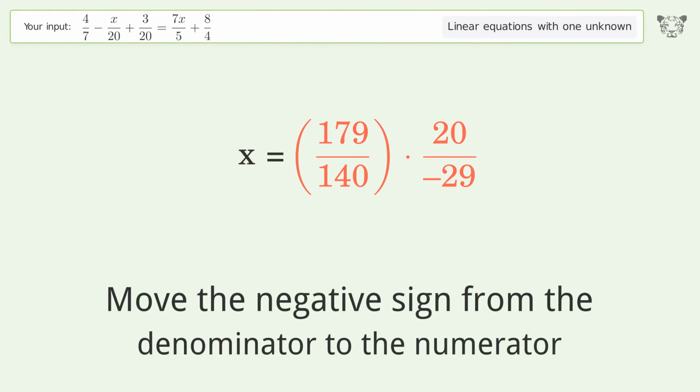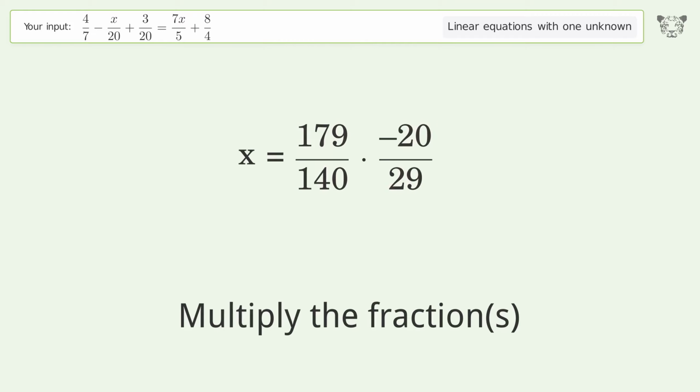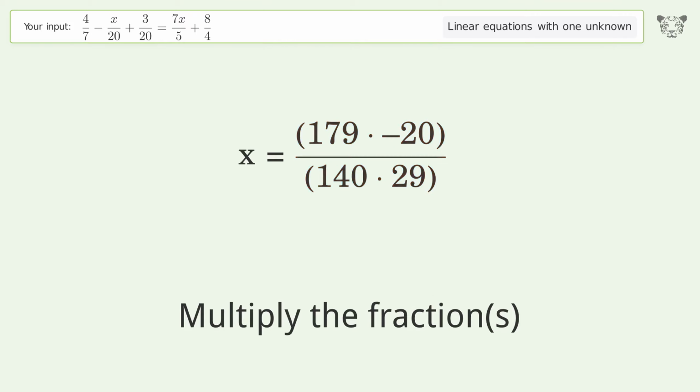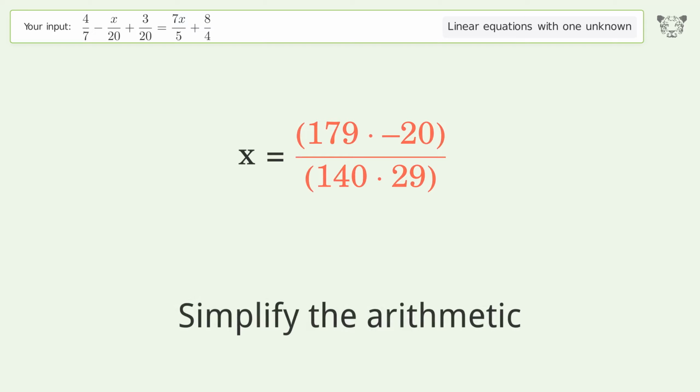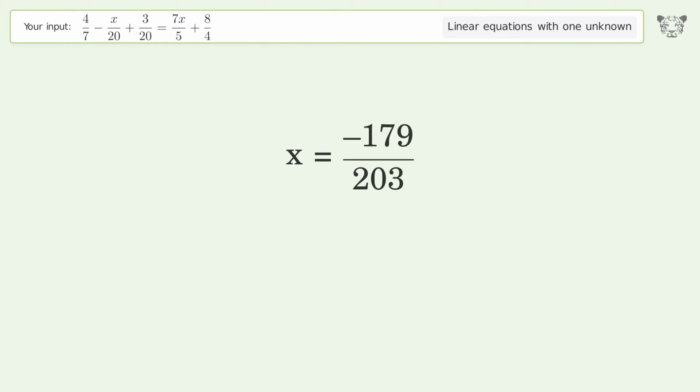Move the negative sign from the denominator to the numerator. Multiply the fractions. Simplify the arithmetic. And so the final result is x equals negative 179 over 203.